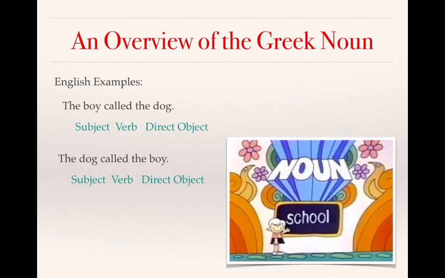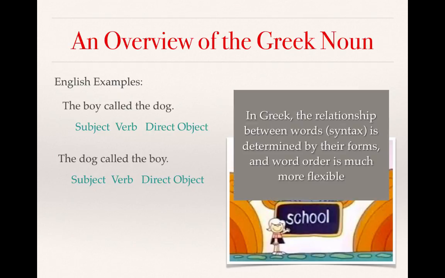But in Greek, the relationship between words, or what grammarians call syntax, is determined by their forms, and word order is much more flexible. So we're going to spend a lot of time looking at these forms and trying to recognize these forms so that we can make sense of how words relate to one another in Greek sentences.